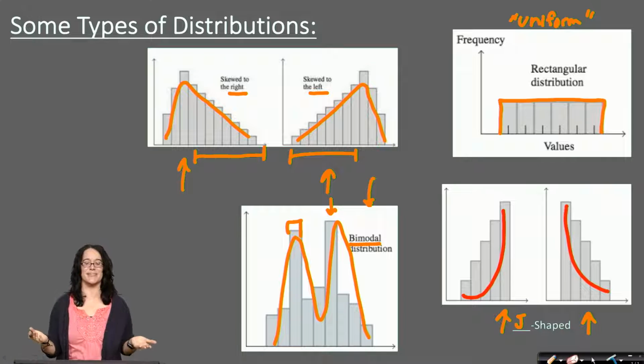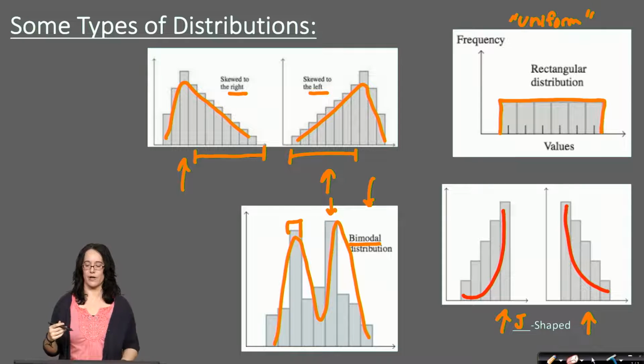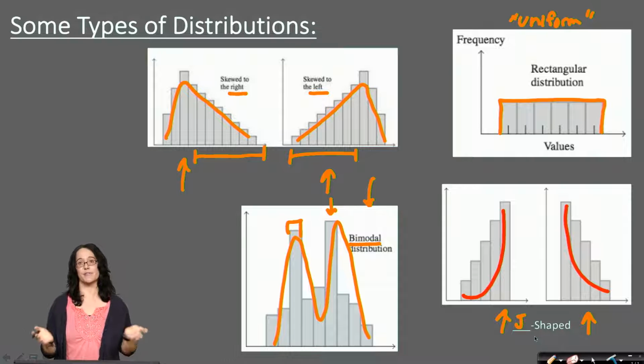Okay, so it's kind of a silly reason for calling it J-shaped in my opinion, but that is the reasoning behind it. It sort of looks like a J if you were to draw your line on top of the bars, or your curve, I should say. So again, the main thing with J-shaped distributions, you're constantly increasing or you're constantly decreasing.